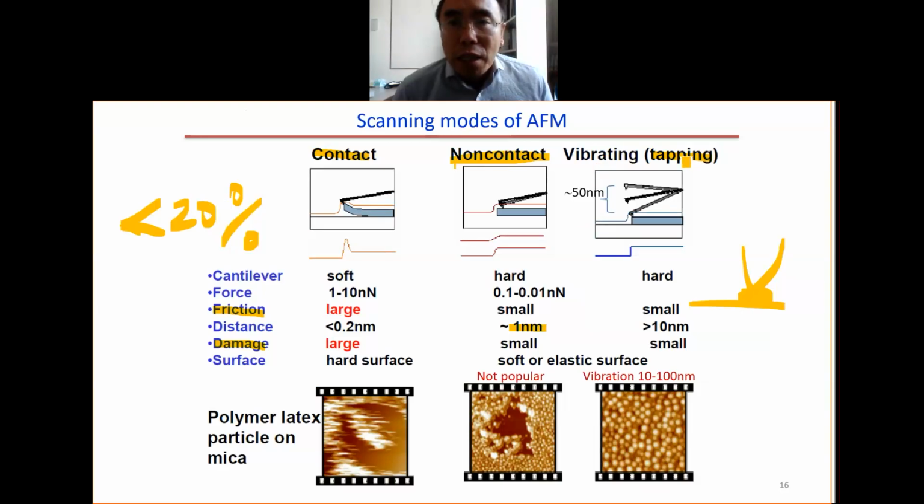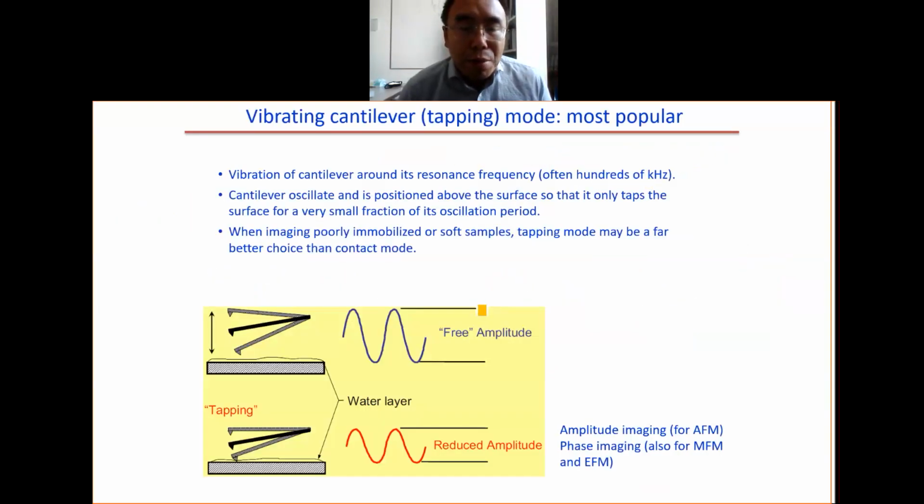And now let's look at the tapping mode. In the tapping mode, we have this free amplitude. You have a high amplitude, and when the tip feels the sample surface, you get this reduced amplitude. So in the measurement, you maintain this amplitude to maintain a certain distance from the sample. This way, you can get the topography information over the sample.